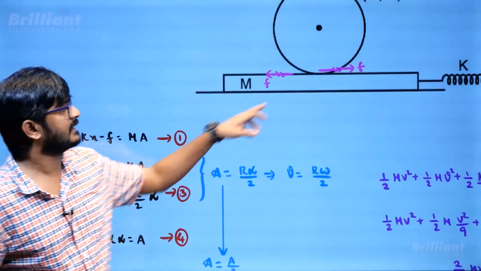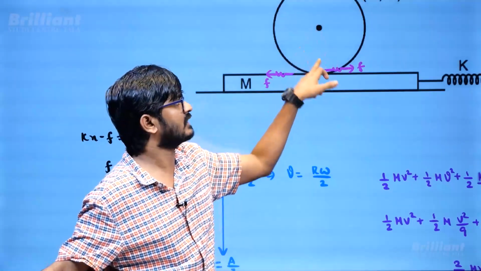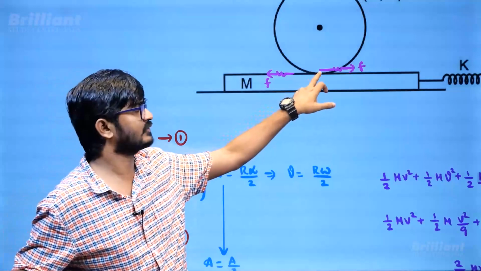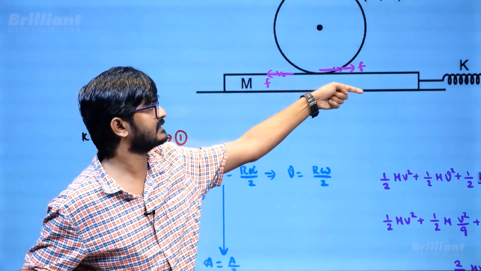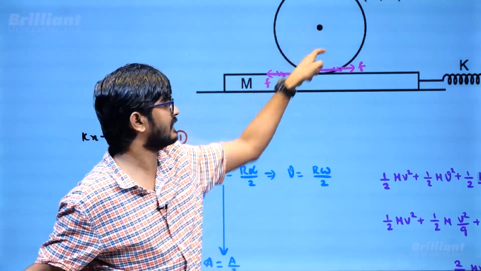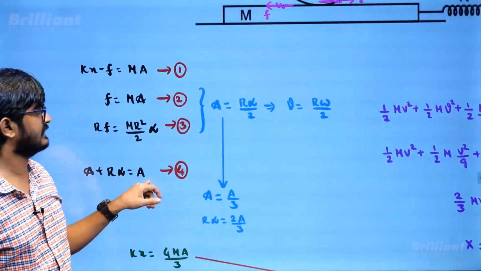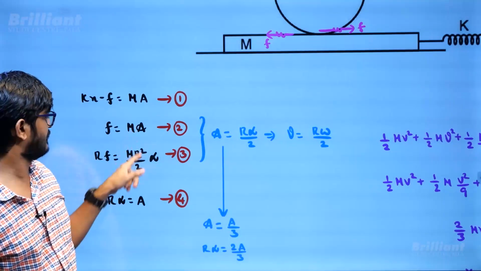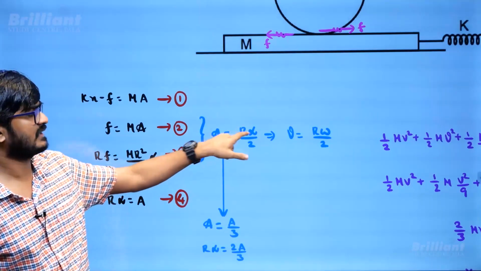Now apart from that, I can write torque equals I alpha for this one. What is the torque? F into r. Torque equals I alpha. But what is the constraint relation? Pure rolling. The meaning is this acceleration will be equal to this acceleration plus r alpha. This is the constraint relation, right? Now from here I can see this a equals r alpha by 2.